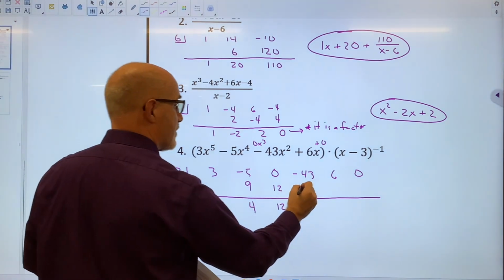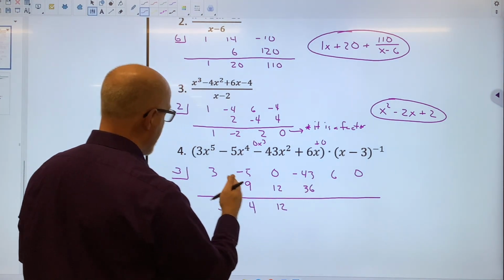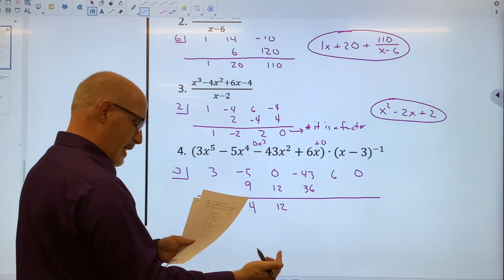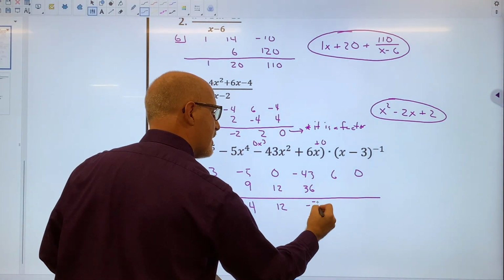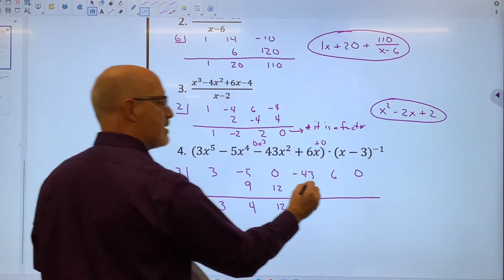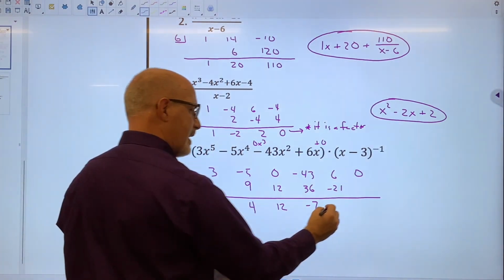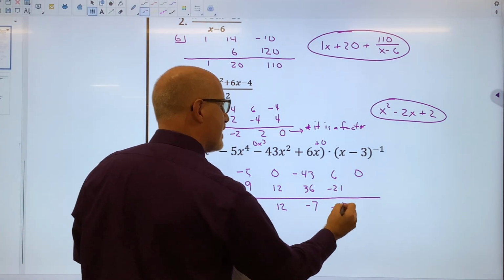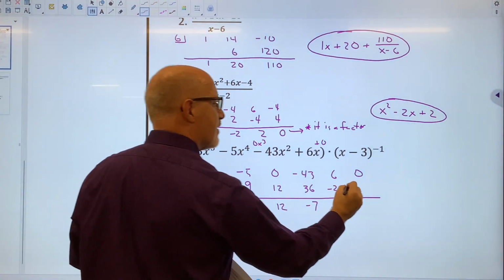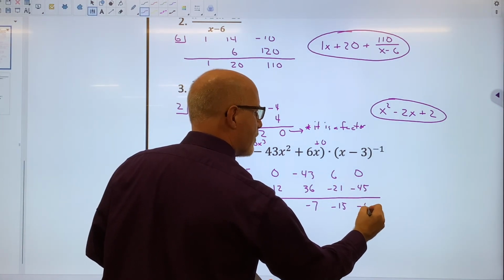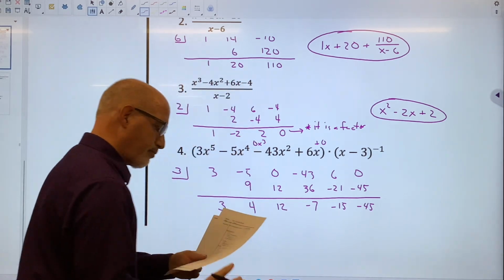3 times 12 is 36, okay? Now that's a larger number, but when I add it to the -43, I end up with a -7. -7 times 3 is -21. Add it to the 6 above it, and I get a -15. -15 times 3 is -45. Add it to the 0, and you get -45 for my remainder.